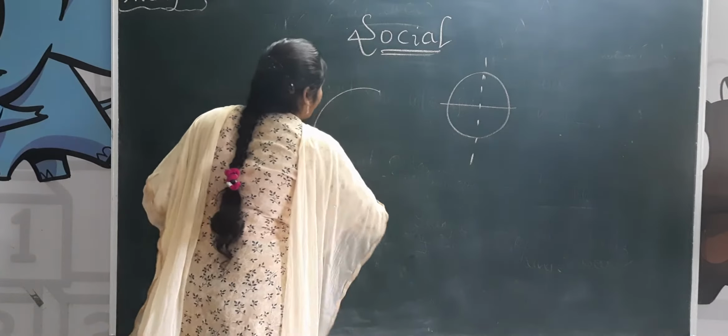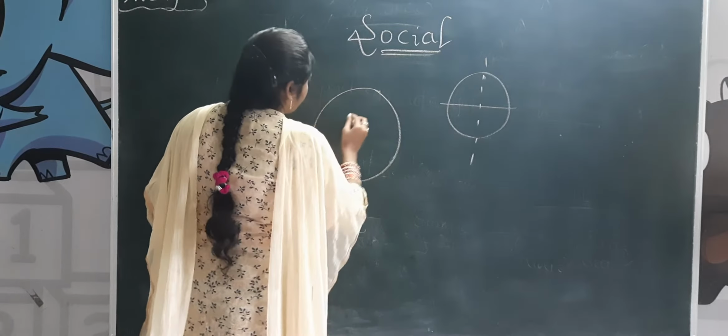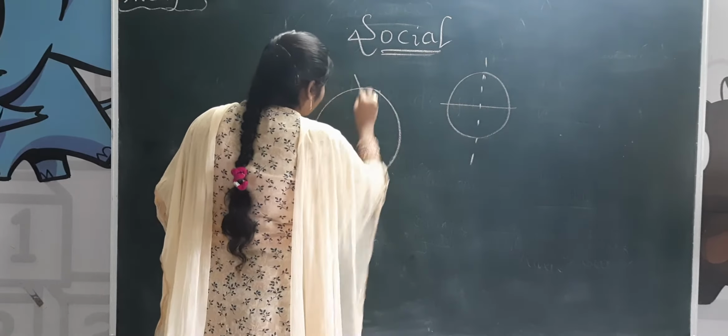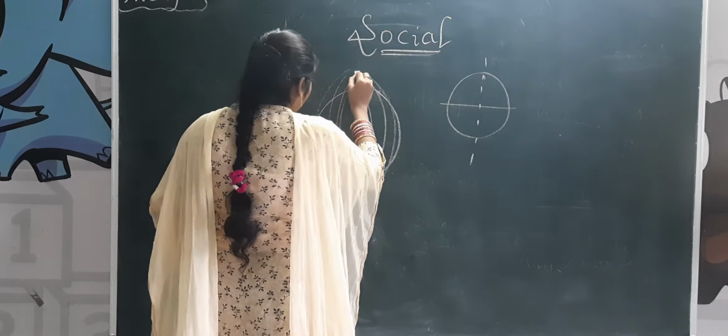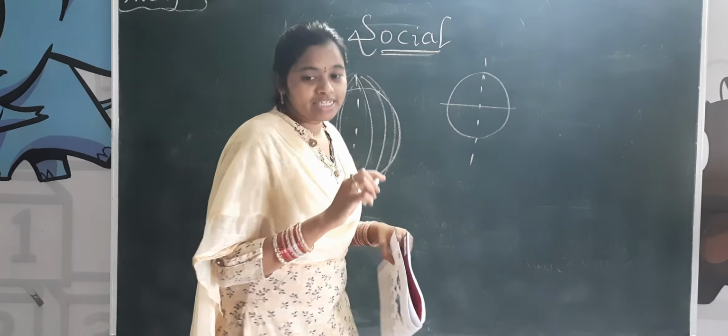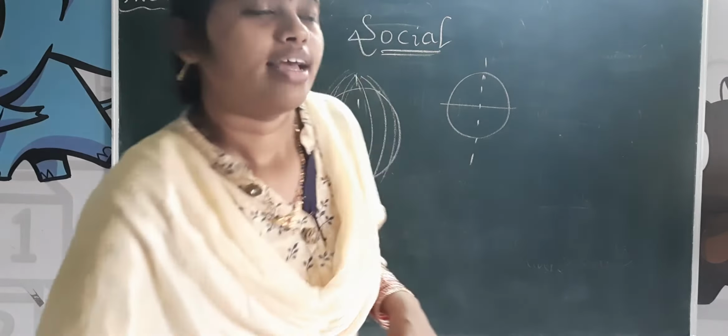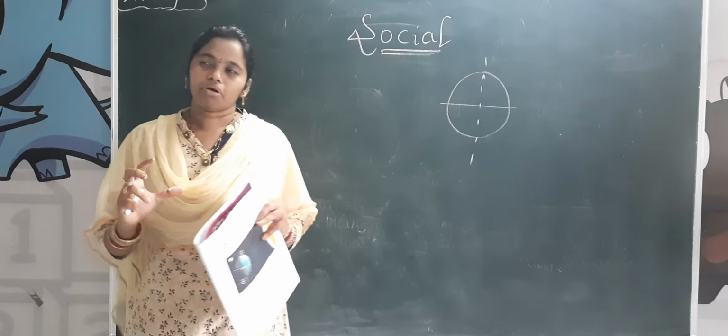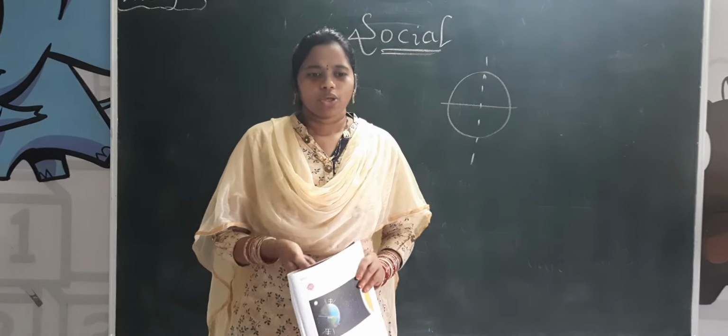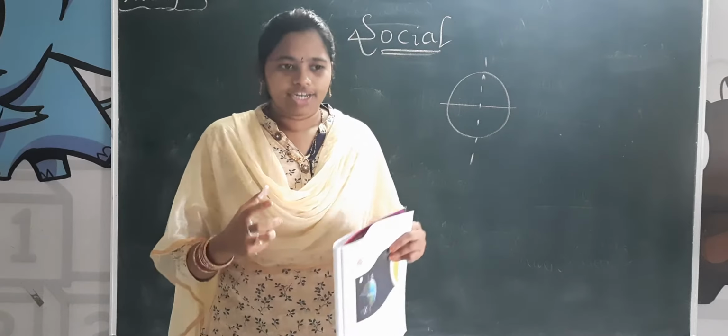Here I have already drawn it and explained it to you. This is the prime meridian. So these are the longitudes, right? The time difference between one longitude and another is 1 hour. That means 15 degrees. Each degree is 4 minutes, so 15 degrees. In the world, so many countries are there, and each and every country has a different time.